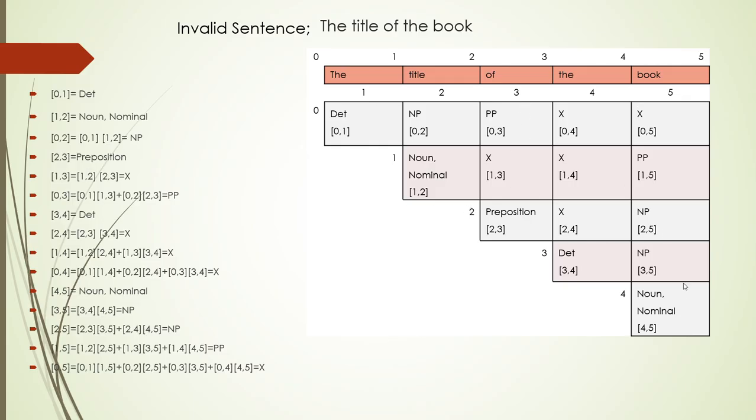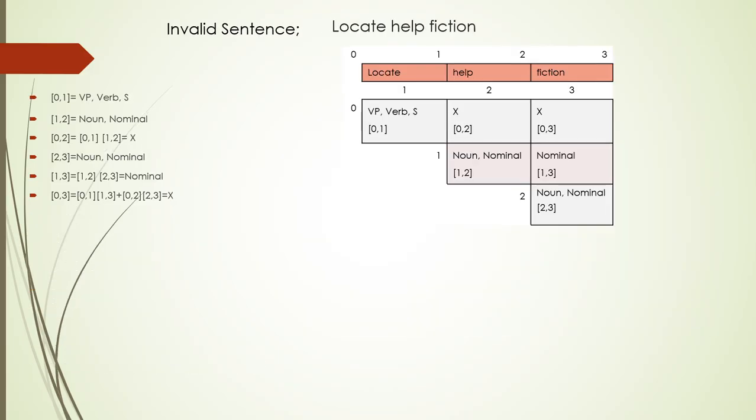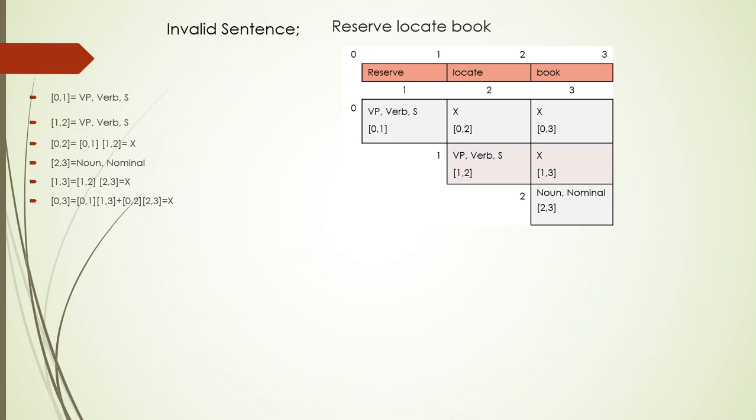Just like that, I completed the table. The difference between valid and invalid sentence tables is that the last box is empty, since there is no S. It should be an invalid sentence. Here are the other invalid sentence tables.